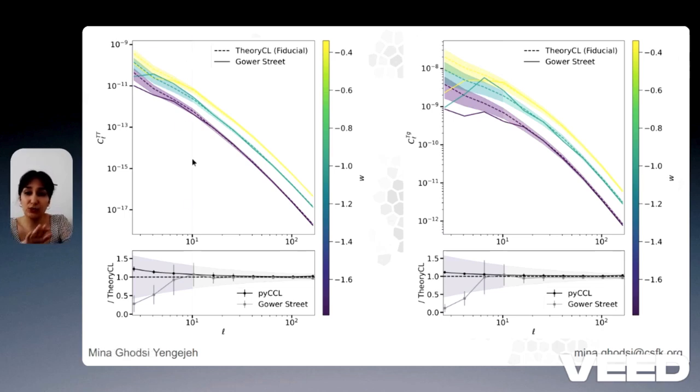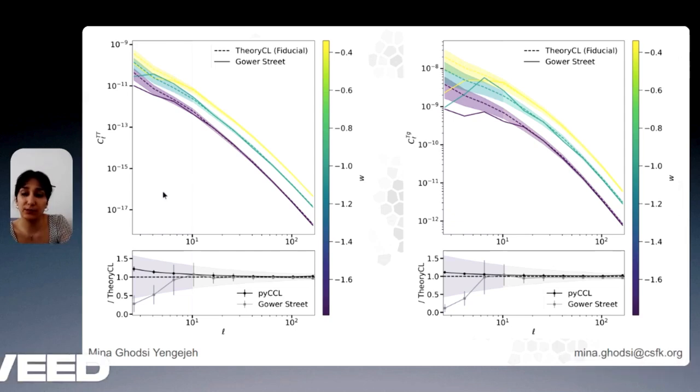For anything with L below 10, actually our results are not very reliable, but the problem is coming from the box size limit of the Gower Street simulation. The box size of Gower Street simulation is 1250 megaparsec over h, and you can easily calculate that for anything below 10 or 11, results are not very reliable. So this is not coming from our packages, but only because of the box size limit of the simulation.